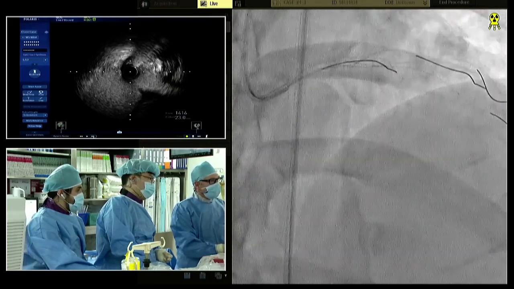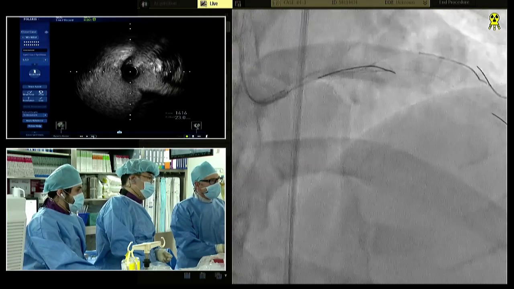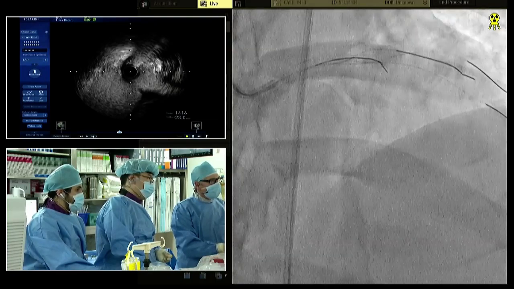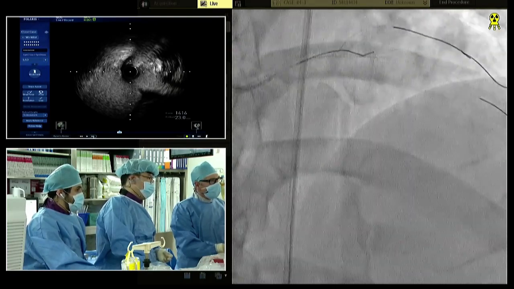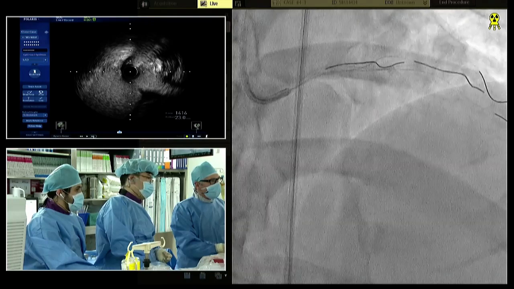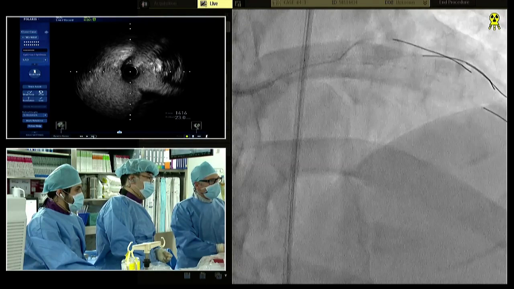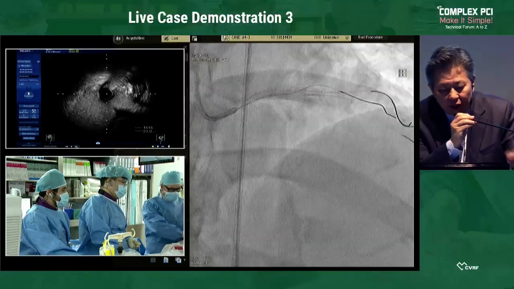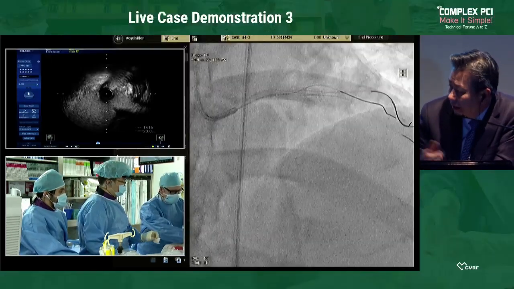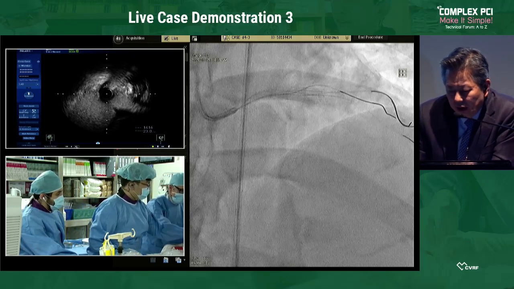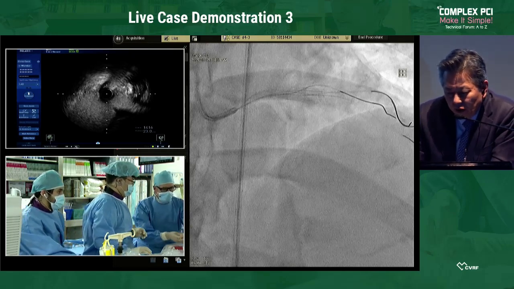Okay, so now I'm pulling back the wire from the LED. Any comments from the panel? Okay, so we exchange wires. The LED distal to the diagonal is a little bit under-dilated because of calcification. Need more dilation with high pressure.